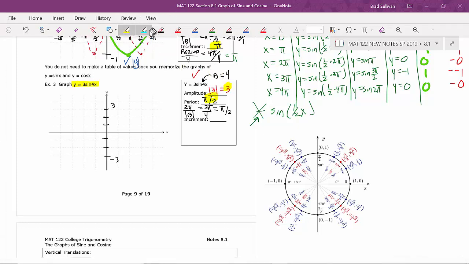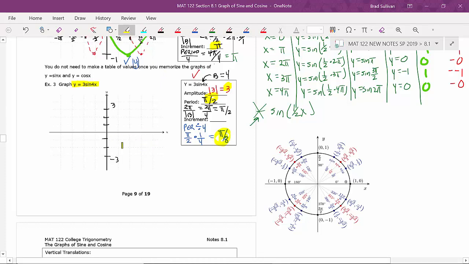Now, the next thing that's super important is that you get this increment down. When you do the increment, what you always do is take the period and divide it by 4. Okay, so the period's pi over 2. If you divide by 4, that's the same as multiplying by a 4th. So that would give you pi over 8. And that's super important because that's going to tell you how you make your x-axis.